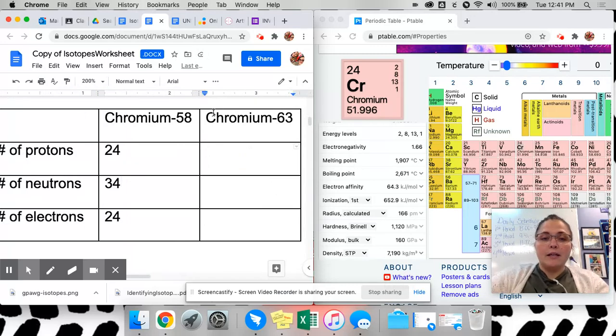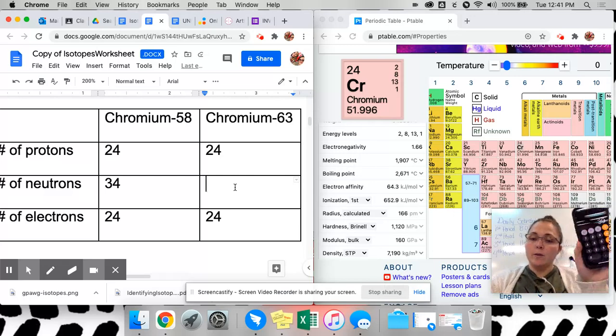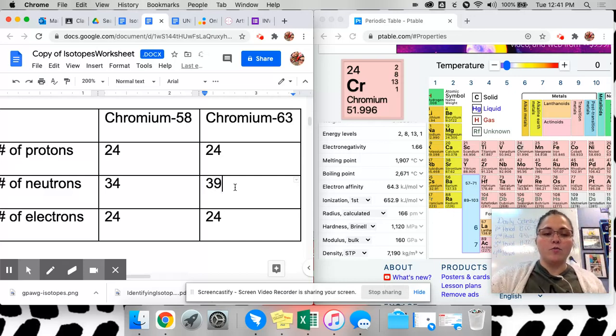Chromium-63 is still chromium, and so because it's chromium, it has an atomic number of 24. So 24 protons. Because it has 24 protons, it has 24 electrons. Then we're going to do mass minus atomic equals neutrons. 63 minus 24. I'm terrible at math, so I'm going to use my calculator. 63 minus 24, so mass minus atomic number equals 39. So we have 39 neutrons.